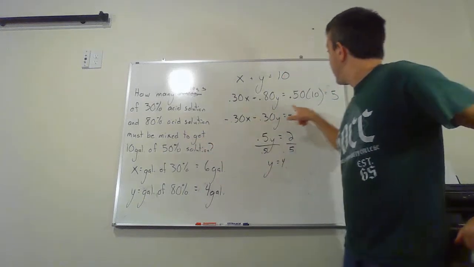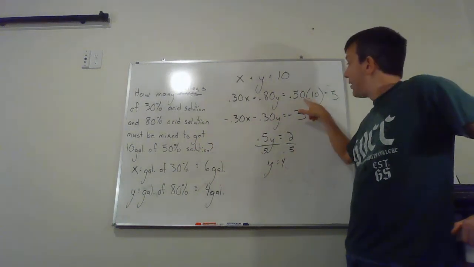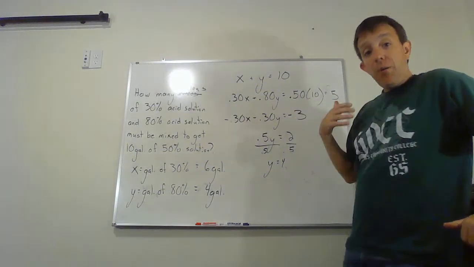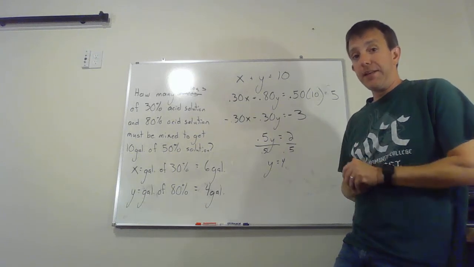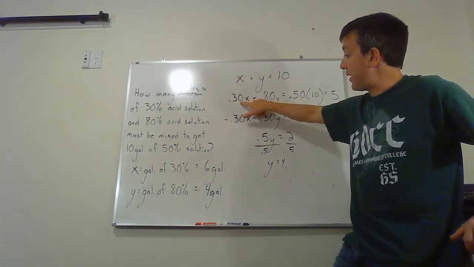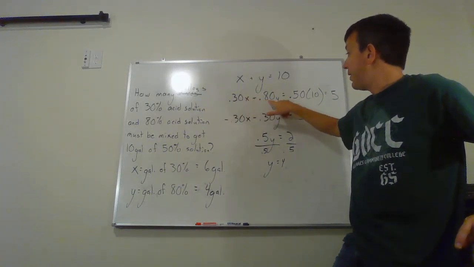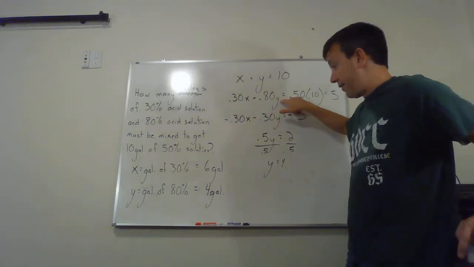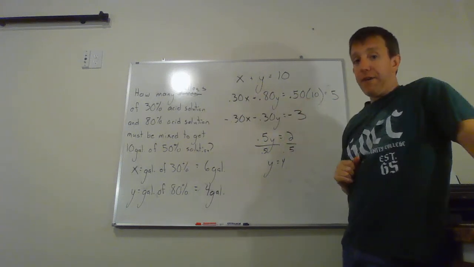So here's the thing. The total amount of acid is 50% times the 10 gallons. 0.50 times 10, or 5. Now, where are those gallons of acid coming from? They're coming from the 30% and from the 80% solution. So we're going to use those percentages over here. 30% times the number of gallons of 30% plus 80%, 0.80 times the number of gallons of the 80% solution. And when we add those two things together, we should get that 5.